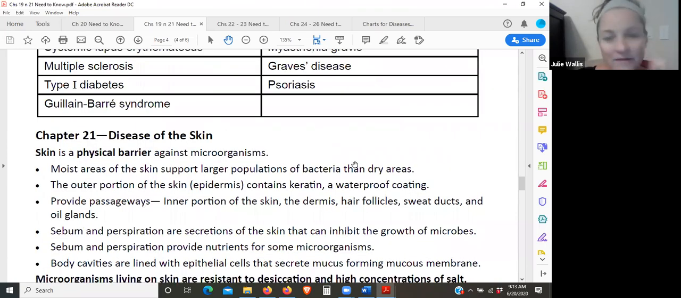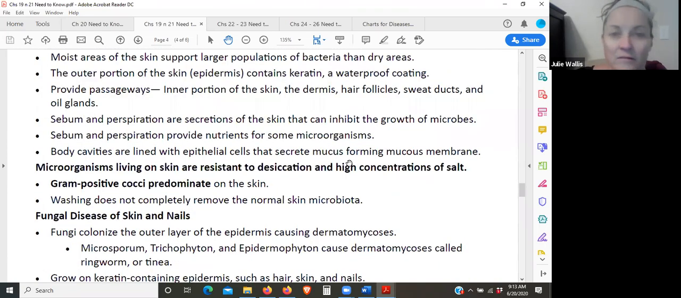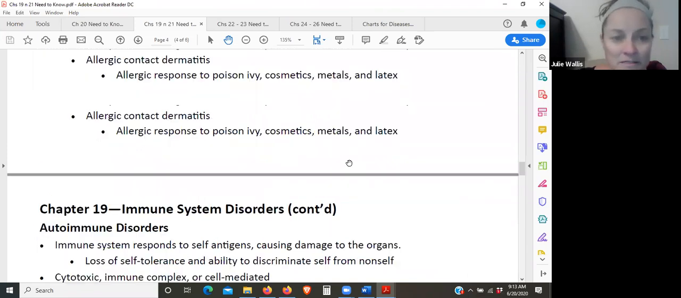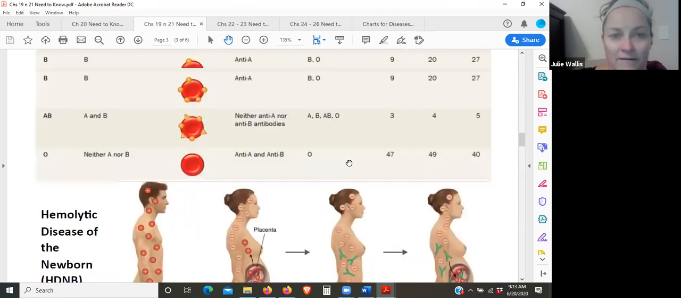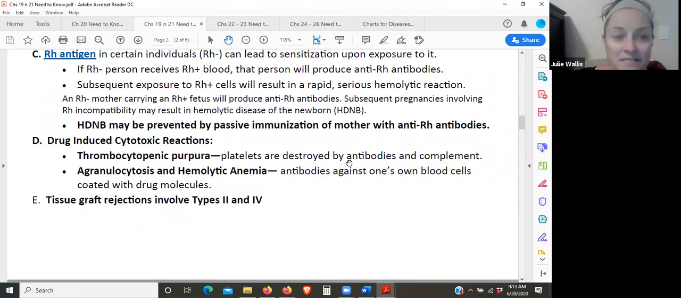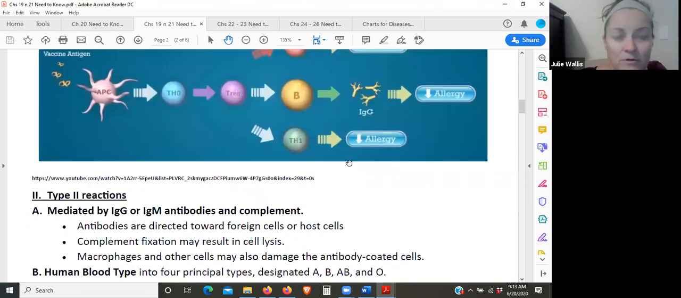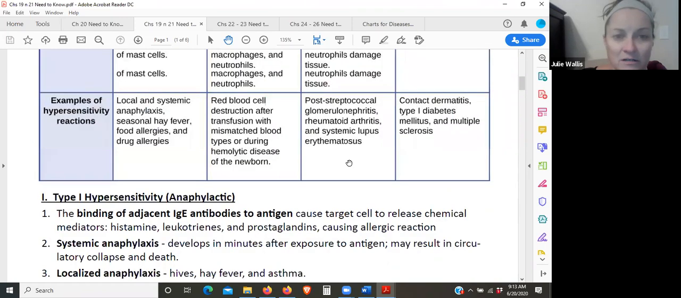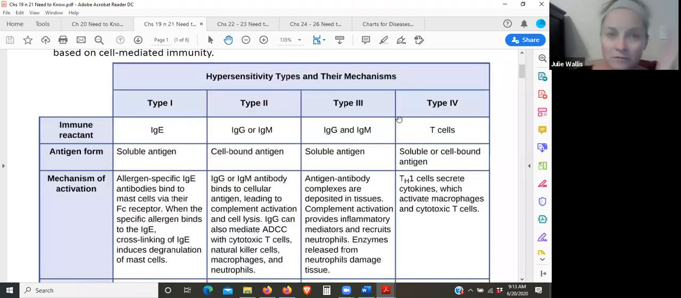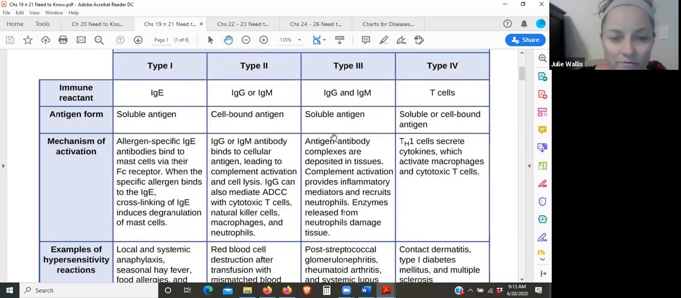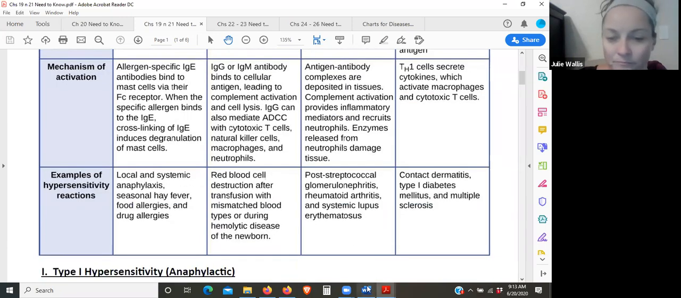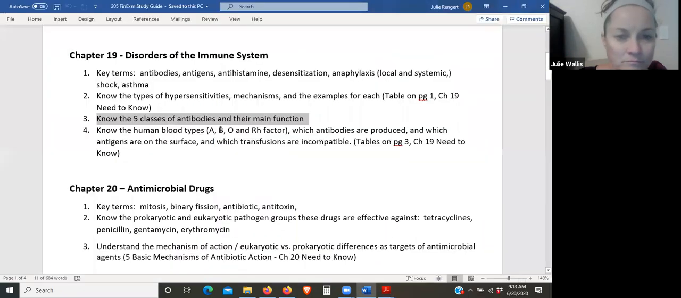It didn't dawn on me that it's not in here. The classes of the antibodies, if you don't remember that, is from chapter 17. So if you don't remember what the different classes of antibodies are, so the IgG, the IgE, the IgD, all those, you might want to go back to the chapter 17 need to know document to review those. Okay, so that's the main things you need to review for chapter 19.